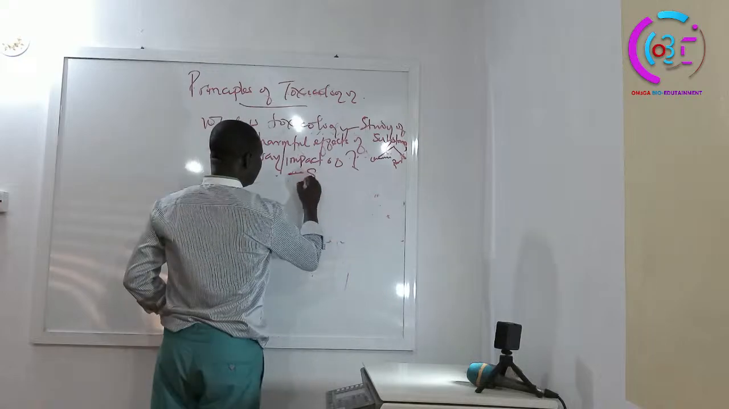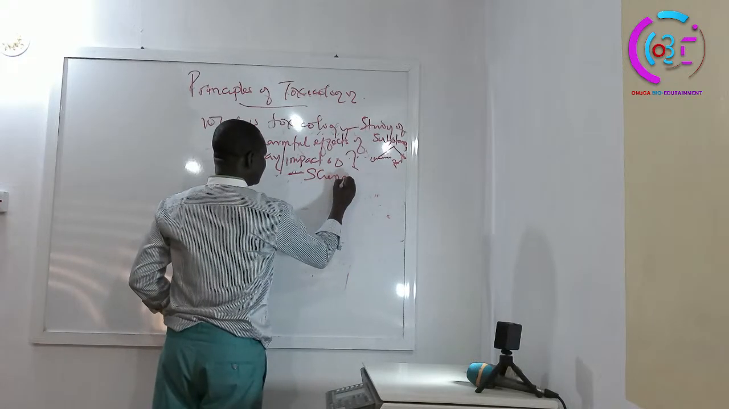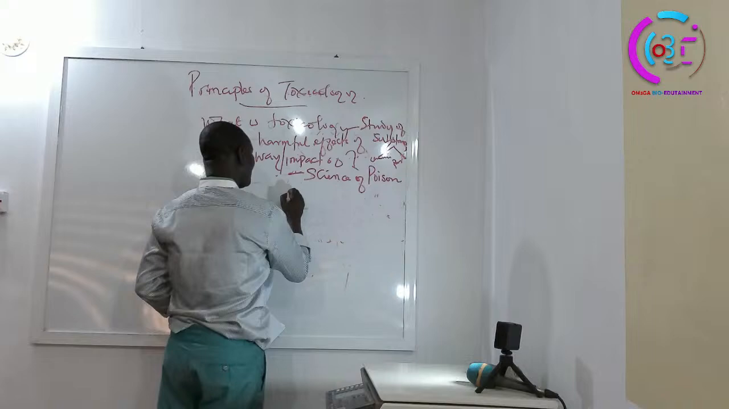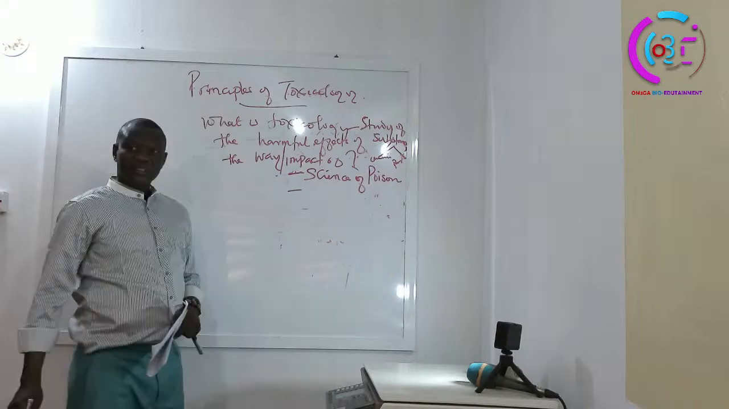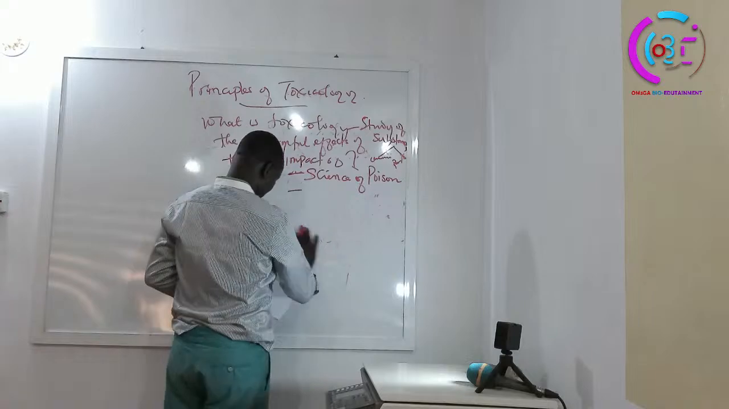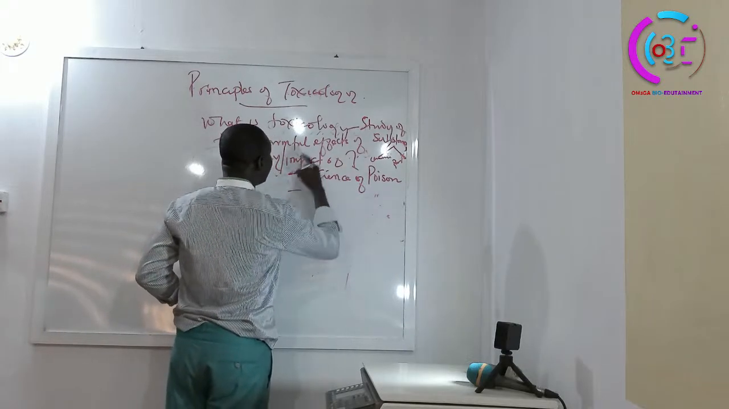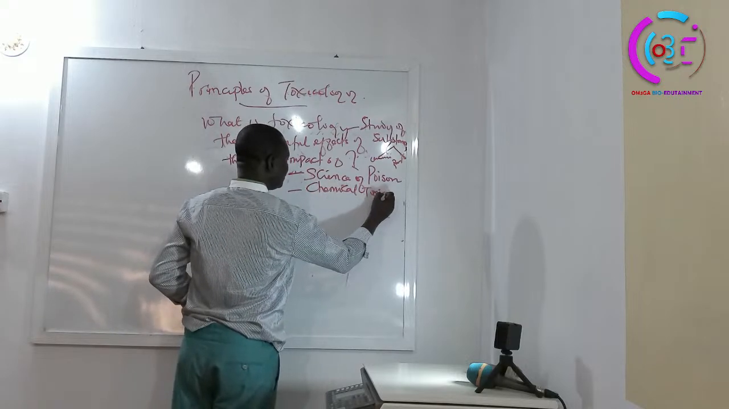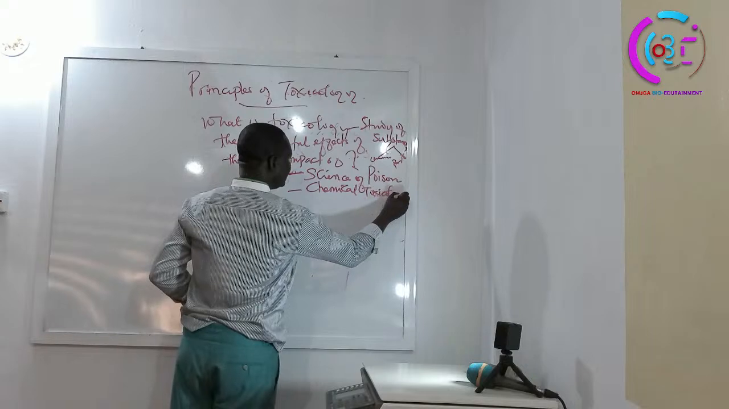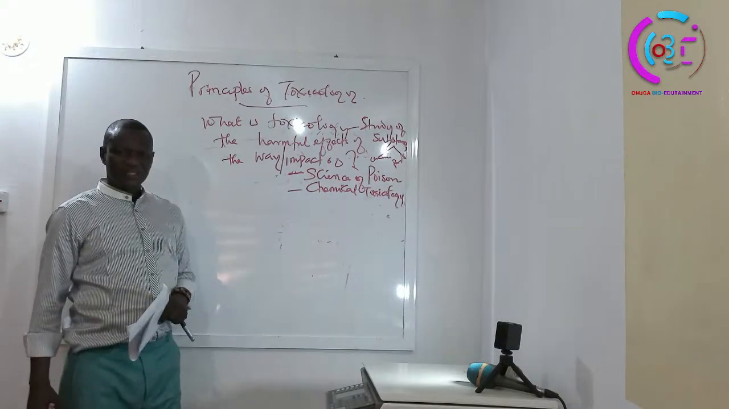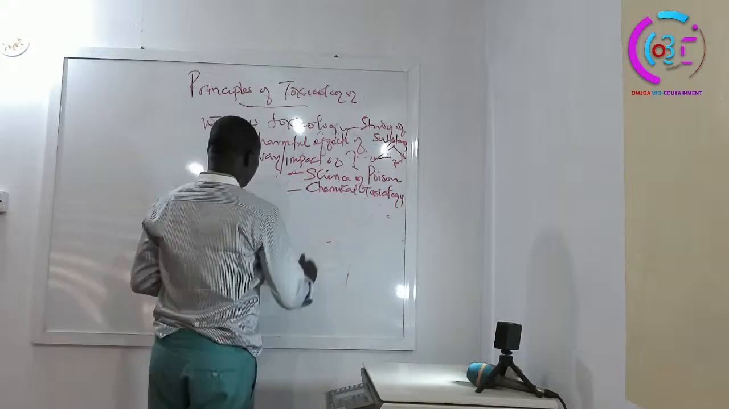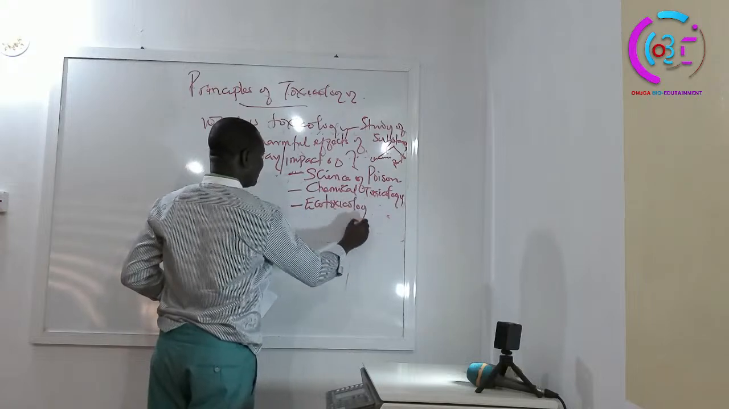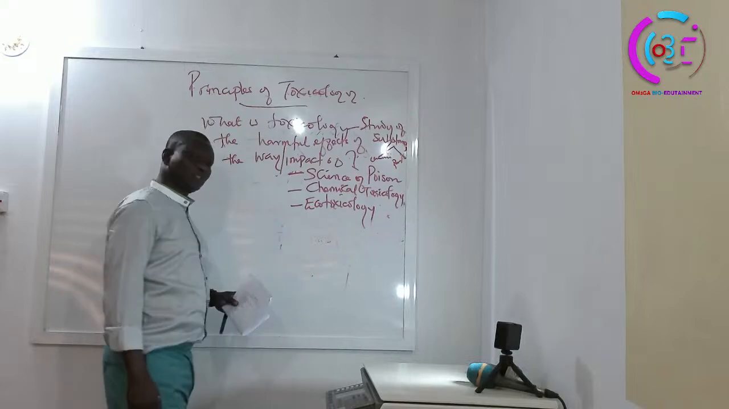Toxicology can also be called the science of poison. There are other branches, such as chemical toxicology, which has to do with the study of various chemicals on the human body. Another one is ecotoxicology, as another branch of toxicology.